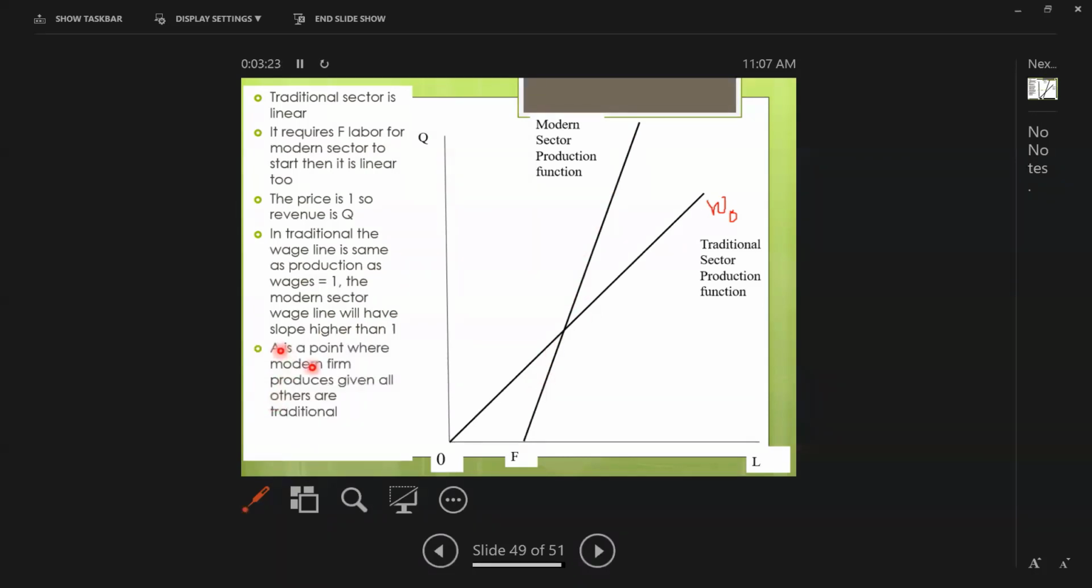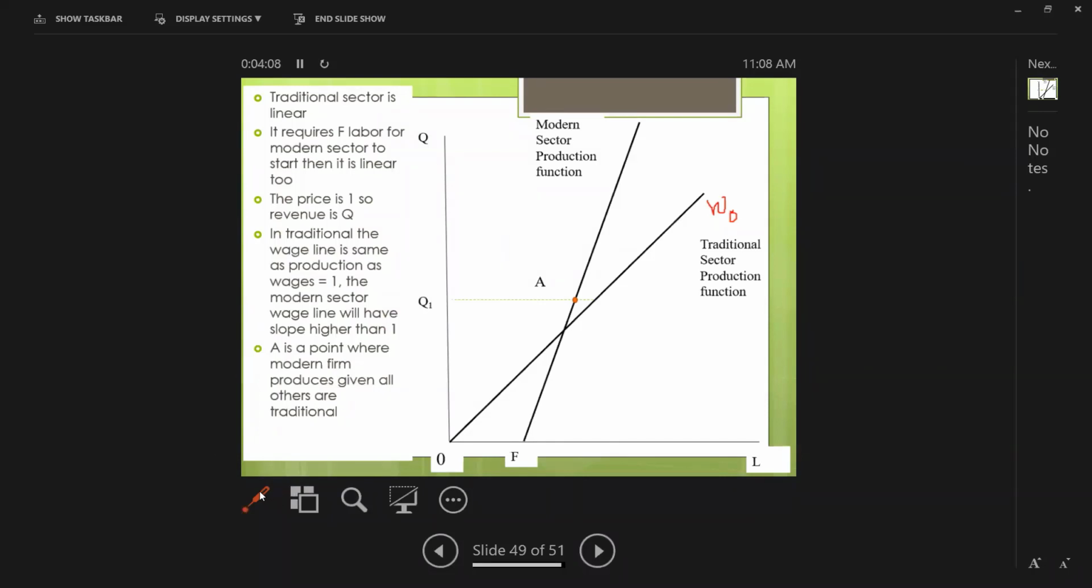So now we look at the point A. So suppose they are producing this much. So A gives a point where the modern firm produces and all others are traditional. So this is the point where the modern firm is supplying. At this point, you can see the number of labor used by the modern sector is less than the traditional sector, but the total output, total revenue is the same. It means that since the labor is productive, they are able to use less labor to meet the target. So this Q1 is the revenue at point A.